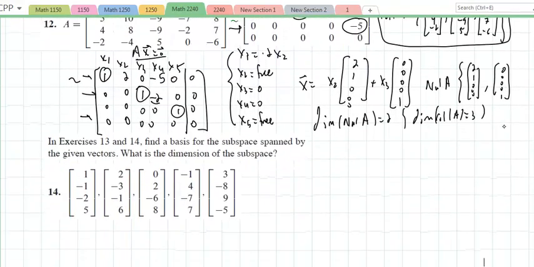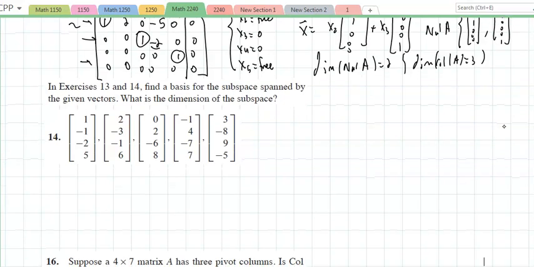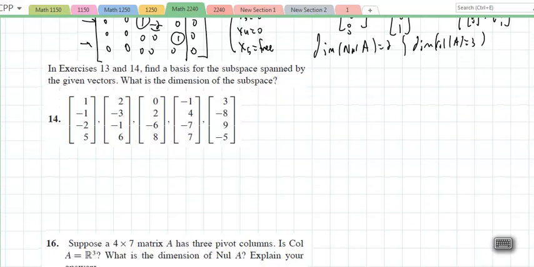Alright. Let's see if you can get this part out of the way. It says, find the basis for the subspace spanned by the given vectors. What is the dimension of the subspace? Do you know what that means? Let's make sure we're getting this. Find the basis for the subspace spanned by the given vectors. What's the deal with bases?